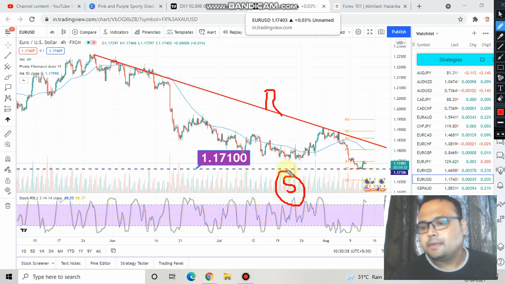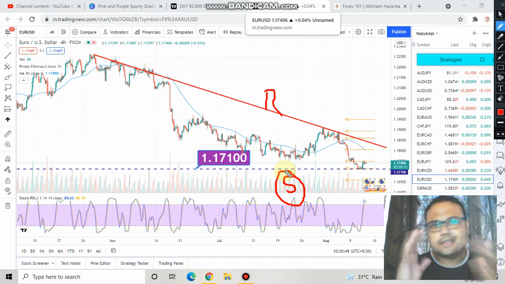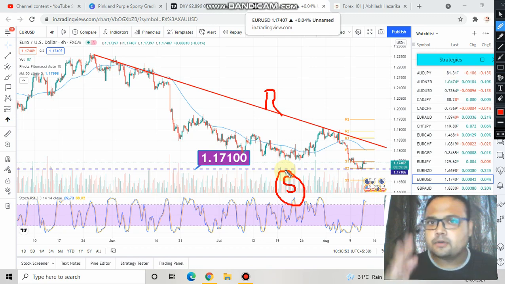Okay, but there are some complications on the chart, or there are certain factors that have a huge impact on the chart of Euro USD that we also need to understand. So let's do the analysis first. Let's try to understand the overall picture, then we'll jump to the strategy part.